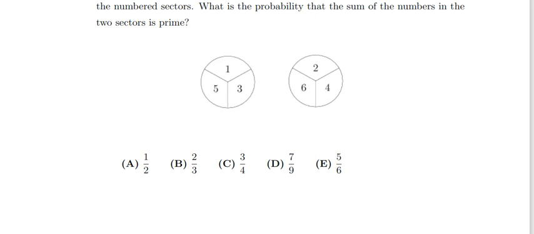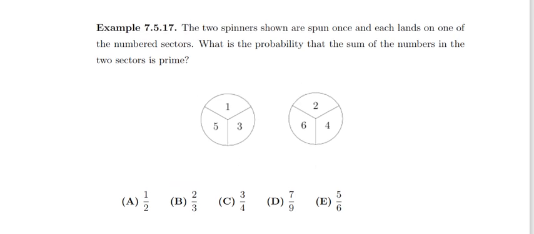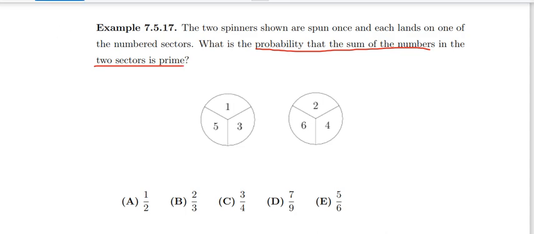Okay, so for this problem, it is easy. The two spinners are spun once and each lands on a number. So this is 1, 3, 5 and 1, 3, 5, so each one we get 1, 3, probably the same. Then what is the probability that the sum of the numbers is prime? So we just check all cases.